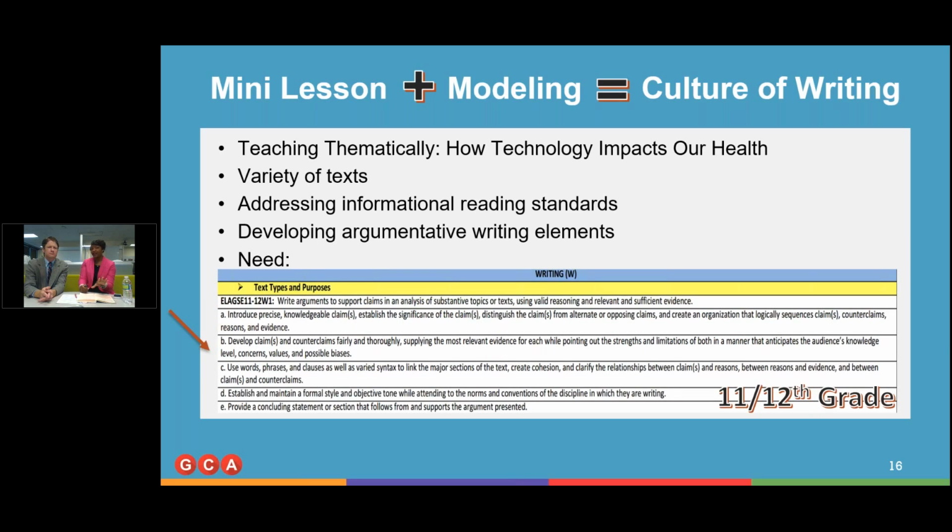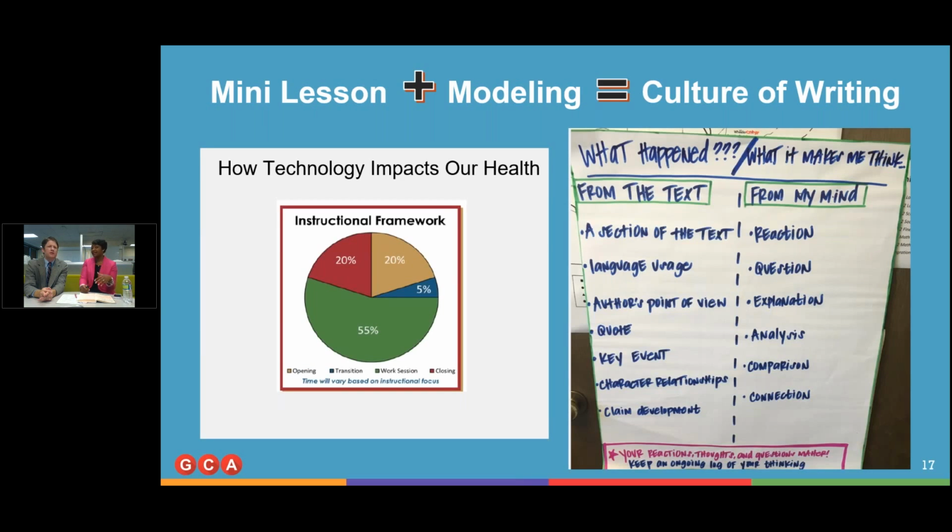So here's the same standard, same thing for 11th and 12th grade. Okay, we're just establishing some background here. I'm a teacher, I'm preparing, I know I need to be thinking of some mini lessons to develop my students, same element, same standard for writing, okay? So what I might do, because I'm teaching thematically, I want a variety of text, I'm going to start building mini lessons, and I need to model some very intentional strategies for my students.